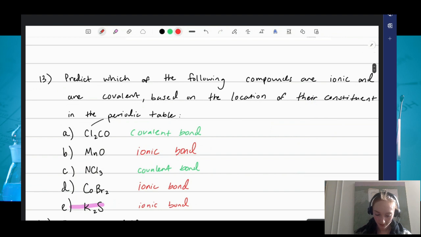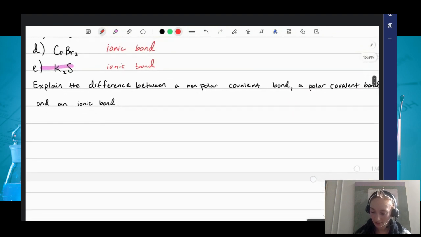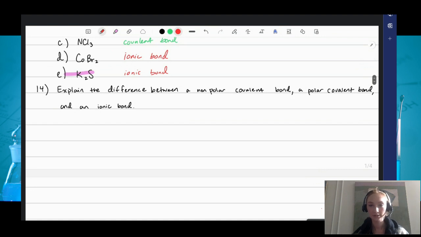Alright, so let's move on to question 14. I touched on this a little bit earlier, but now we get to address it specifically. It says, explain the difference between a nonpolar covalent bond and a polar covalent bond, as well as an ionic bond. An ionic bond is the transfer of electrons, so one atom is going to be giving and the other one is going to be taking. And the difference of their electronegativities is going to be 1.8 to 4. That's what an ionic bond is specifically.